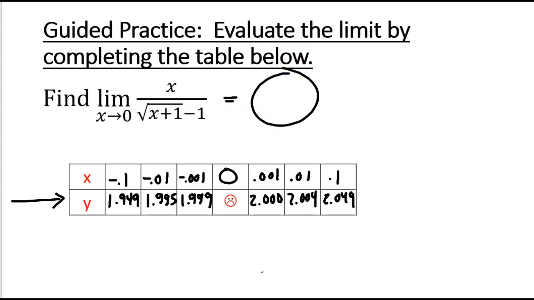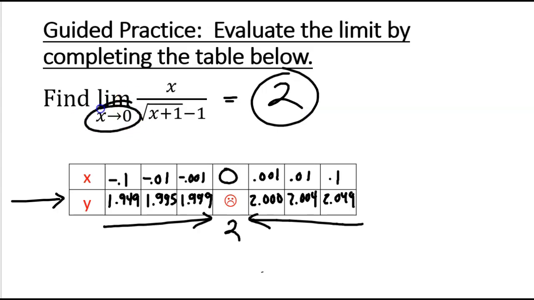Well, as you guys can see here, as I approach from the left and from the right, my y value seems to be getting closer and closer to the value of 2. So the limit of this function as x approaches 0 is 2. Or in other words, the y value I'm approaching as x approaches 0 is 2.